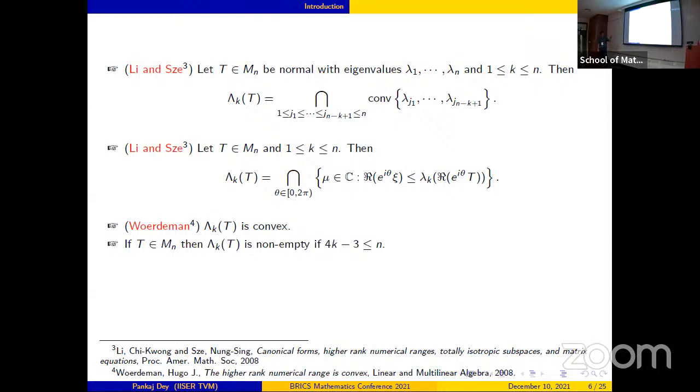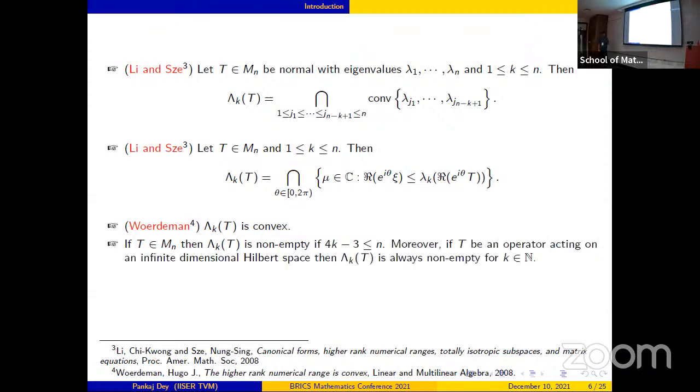That is the bound: if 4k minus 3 is less than or equal to n, then the K-rank numerical range is always non-empty. Moreover, if T is an operator acting on an infinite dimensional Hilbert space, then the K-rank numerical range of T is always non-empty, but the infinite numerical range could be empty. So what we are trying to do is get an analog of this result for a normal operator acting on an infinite dimensional Hilbert space.